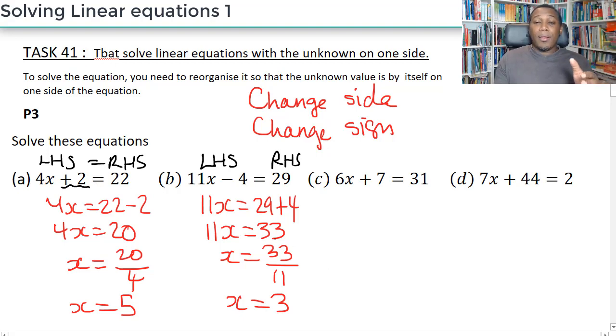Same thing here. Change side, change sign. I think that's so easy to remember, you know. So instead of adding, if I move the minus 4 from the left to the right, it becomes plus 4. Do the calculation, you get 33.